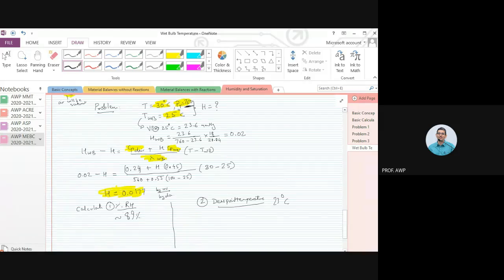Anybody else? Sir, I'm getting around 27 dew point. I'm getting 28. No, 27, 28, both are wrong. I'll tell you the reason why. 23 dew point is okay. It should be lower than 25. Yes, it should be lower than the wet bulb temperature.